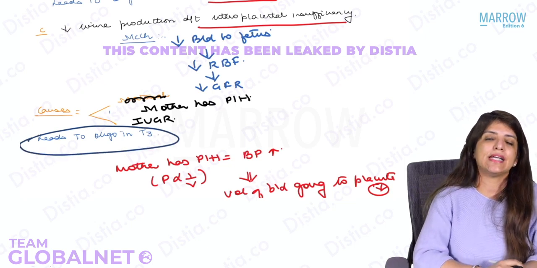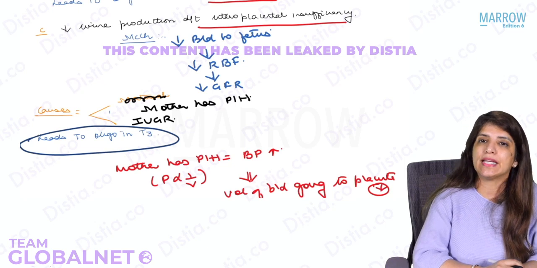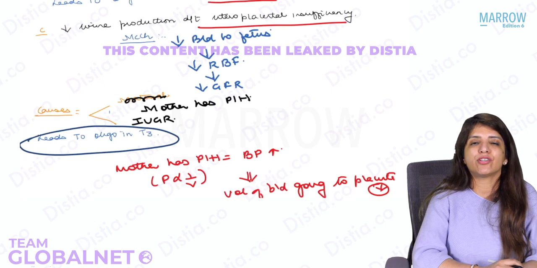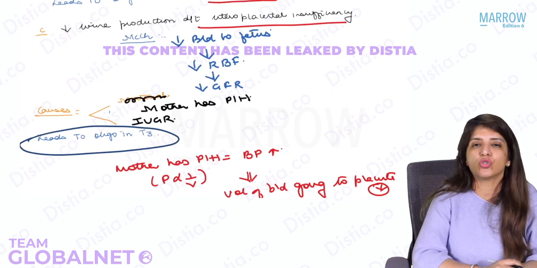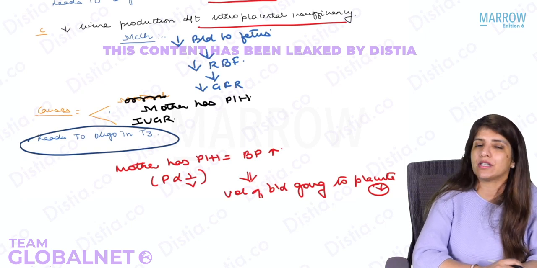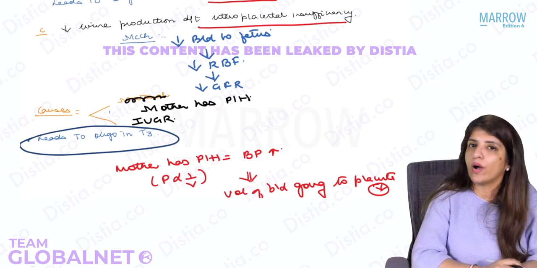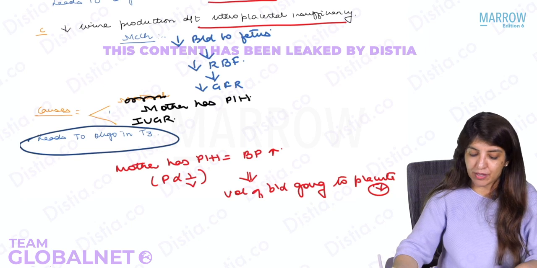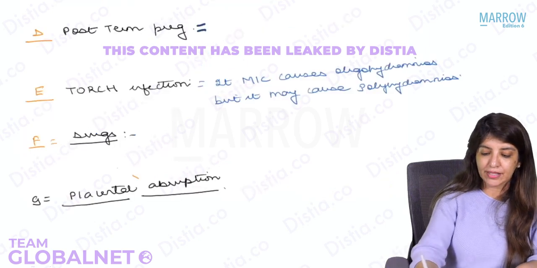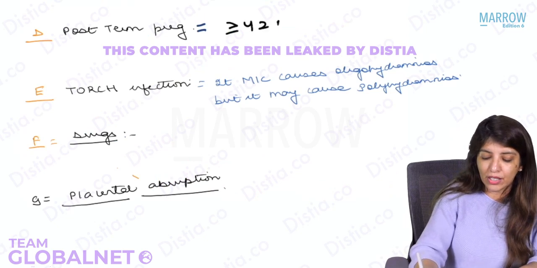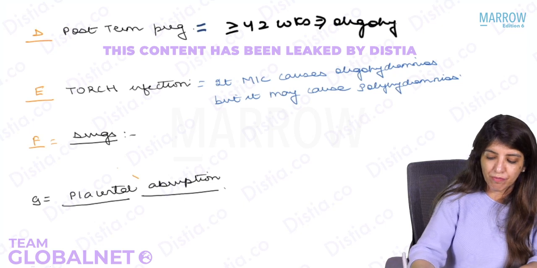Now, remember that uteroplacental insufficiency leads to oligohydramnios in the third trimester. Membrane rupture leads to oligohydramnios in the third and second trimester, more commonly the third trimester. Then comes post-term pregnancy. I told you that when pregnancy continues to 42 weeks or more, there is oligohydramnios. This you also know.